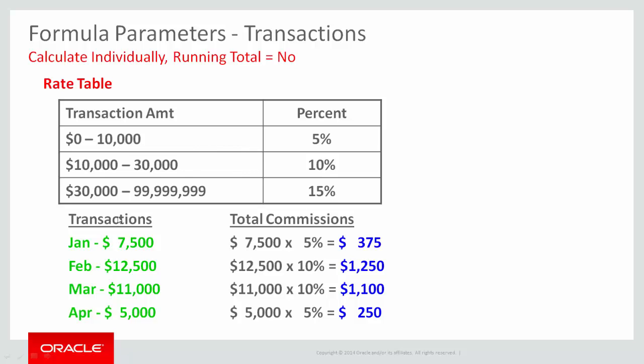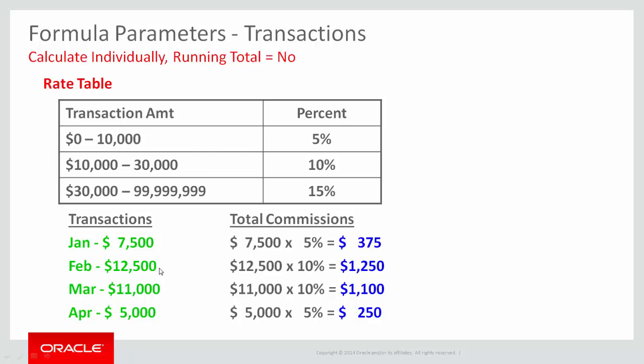So let's say in the green that we have a series of transactions that come in: a January transaction, a February, a March, and an April. Let's go chronologically. The January transaction comes in for $7,500. I go to the rate table and see that would be within the first tier because it's between $0 and $10,000. That yields a rate of 5%, so $7,500 times 5%, and I'm paid out $375.